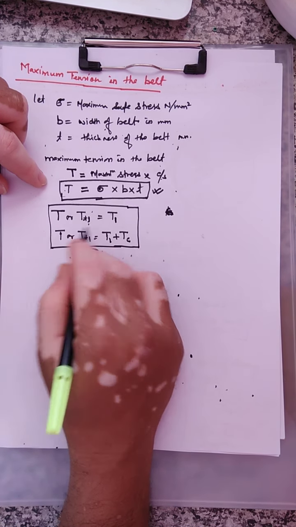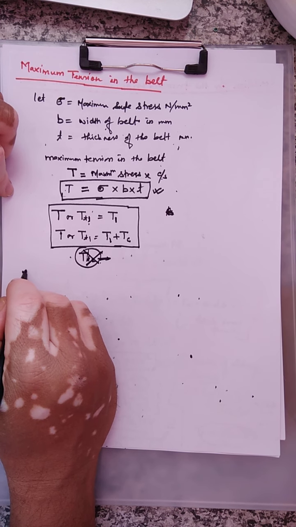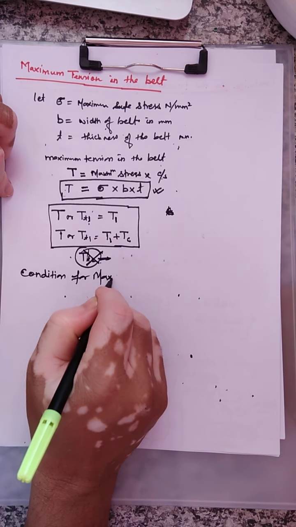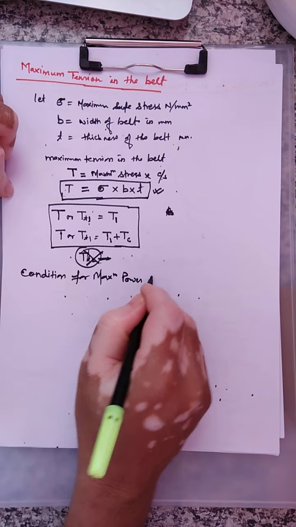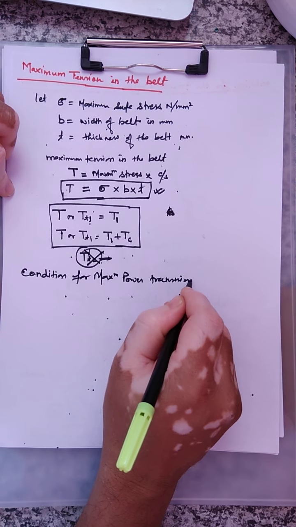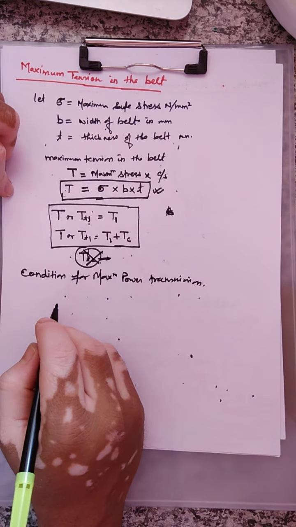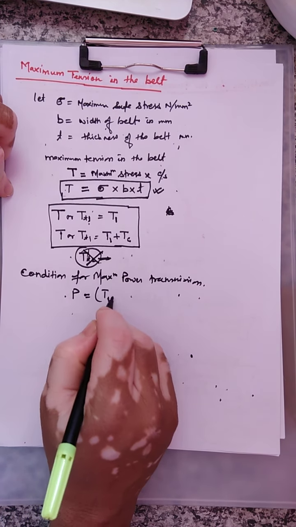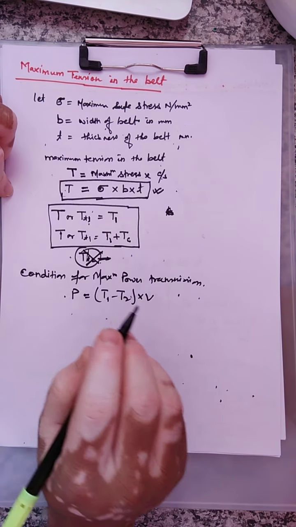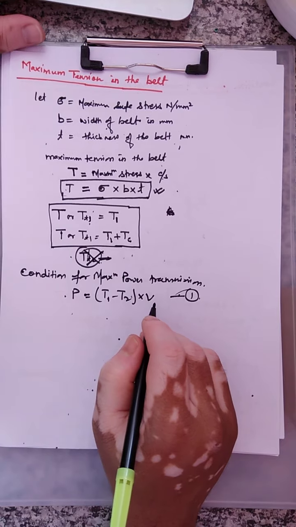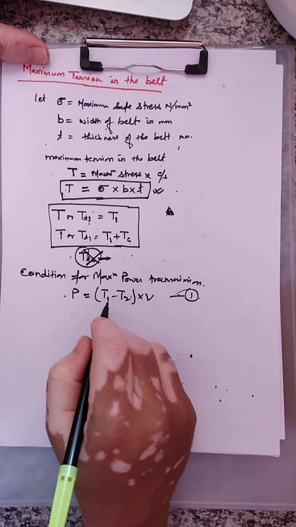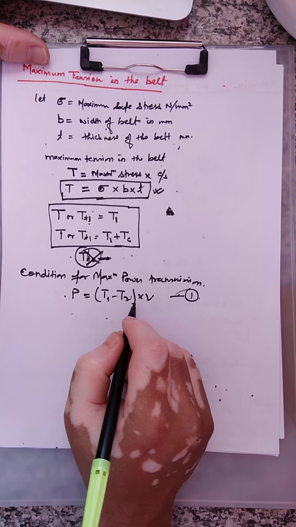Now the second thing is the condition for maximum power transmission. As we know, the power P transmitted by the belt is (T1 minus T2) into V. We all know that. Let us consider this equation number 1, where T1 is the tension in the tight side, T2 is the tension in the slack side, and V is the velocity of the belt in meter per second.